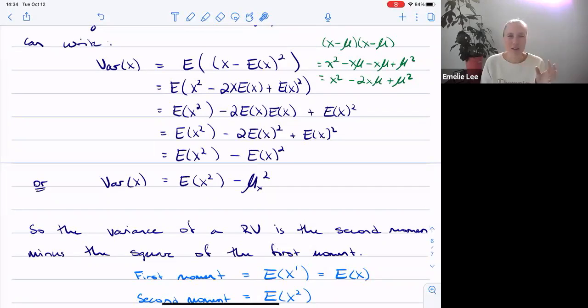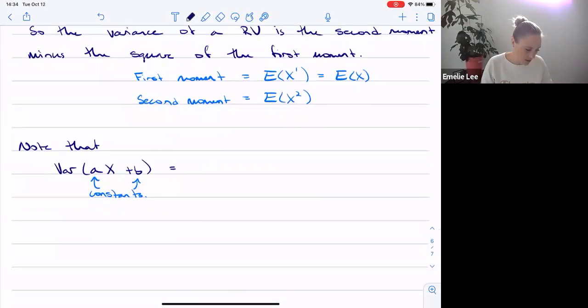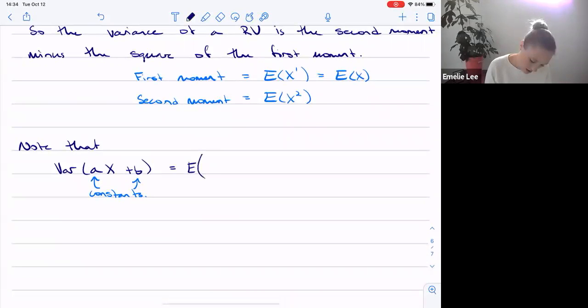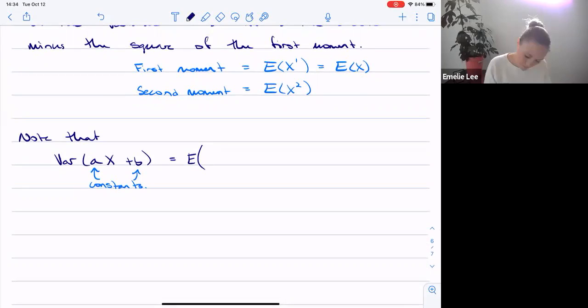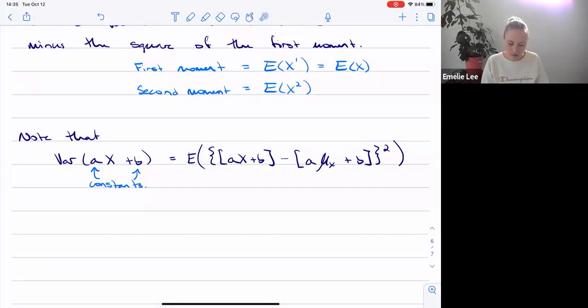So now I've got a lot going on here, but if you pick your way through it, and I'm going to skip a bunch of steps, you'll have enough steps to confirm what you're doing. What you're going to find is that the expectation of, and I'm going to use a bunch of different brackets here, curly brackets, ax plus b, so square brackets around that, minus a mu x, or if you prefer the expected value of x, might be cleaner if you write mu, plus b, square bracket, curly bracket squared inside the expectation. This is the definition of the variance, right, as an expectation.